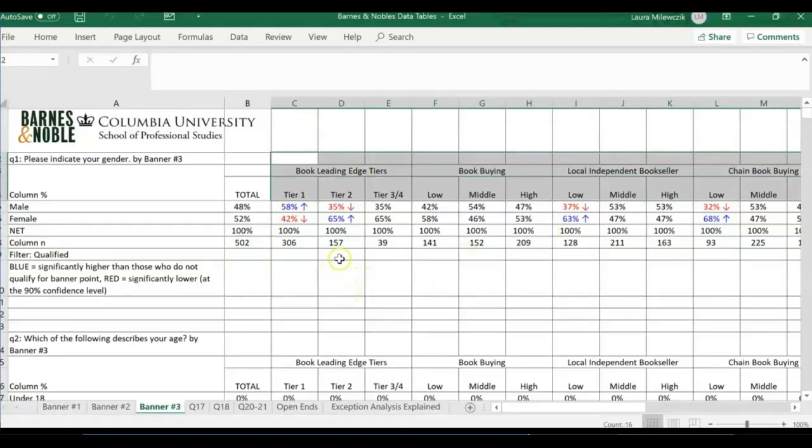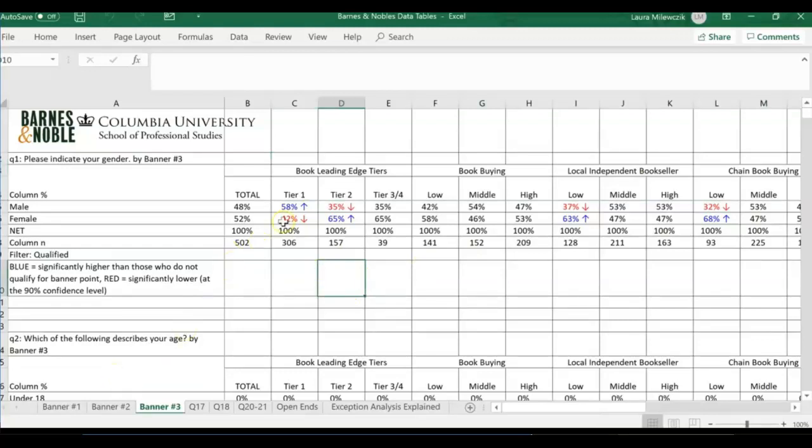So when you open your data tabs for the first time, become familiar with all the points that were run with these data tabs that you have access to, so you can look at all of these different questions by all of these different banner points.